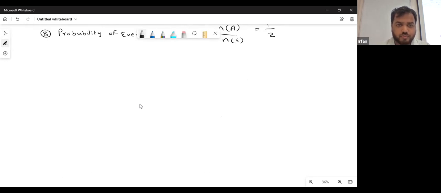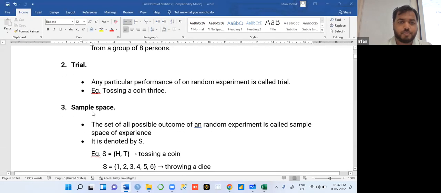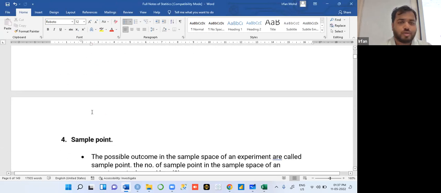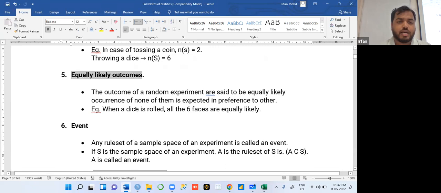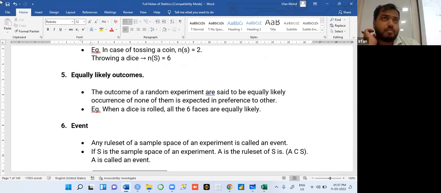So I just explained what is experiment, what is trial, what is sample space, what are sample points, equally likely. Let's understand the meaning of equally likely. Guys, if you throw a die, what can come? 1, 2, 3, any number can come. Can I say every number has equal chances? That is called equally likely.